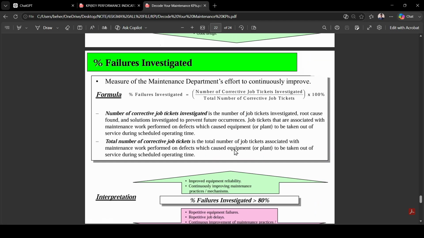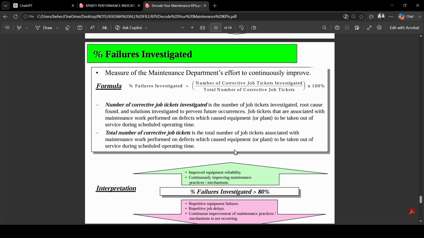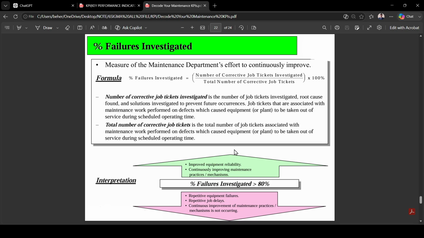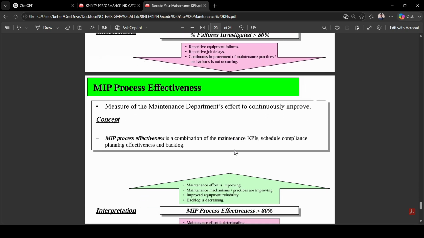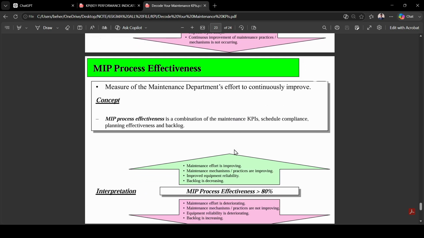Then percentage of failures investigated. See that image, that is the percentage of failures investigated. KPI process effectiveness, a measure of the maintenance department's continuous improvement.